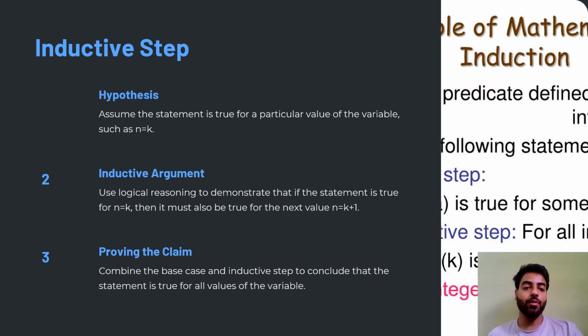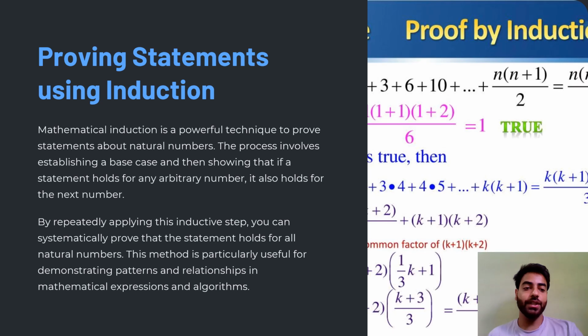Inductive step. Hypothesis. Assume the statement is true for a particular value of the variable, such as n equal to k. Inductive argument. Use logical reasoning to demonstrate that if the statement is true for n equal to k, then it must also be true for the next value, n equal to k plus 1. Proving the claim. Combine the base case and inductive step to conclude that the statement is true for all values of the variable.